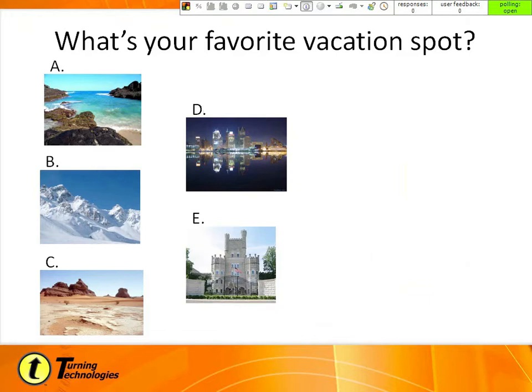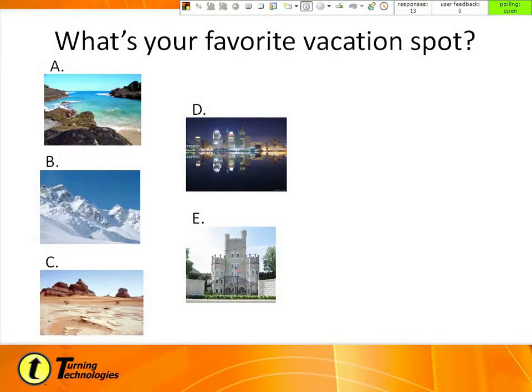Lastly, I want to show you an example of a picture slide, and I'd like you to tell me what your favorite vacation spot is. Hopefully you recognize this here. It's a building here on campus. I would like to be somewhere else than vacation here.